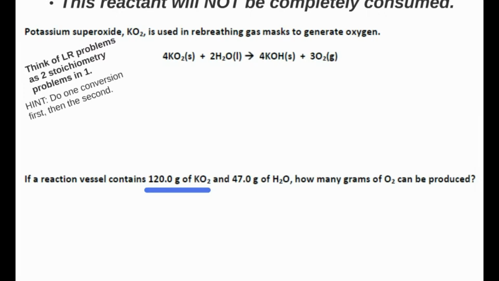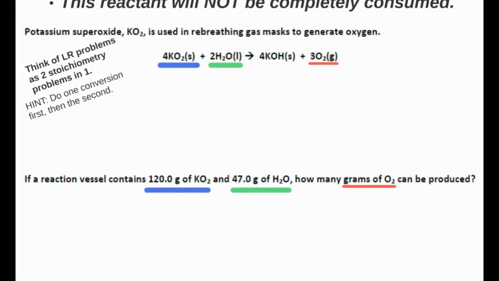I'm going to do it all with you here, step by step. I'm going to do blue for the first one, green for the second. So potassium superoxide is right here. Then you've got 47 grams of water, and that's right here. With me so far? Where are they both going to? Read your question. How many grams of, where's that at?